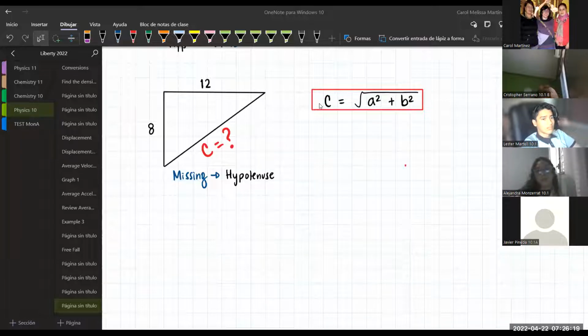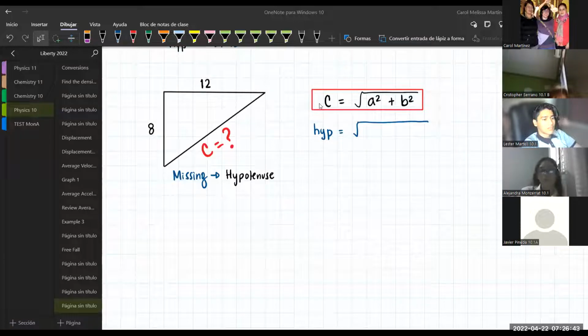Now, what do we need to do? We need to replace by the given. So the hypotenuse is equal to the square root of a squared. Which one do you want me to call a, 8 or 12? Doesn't really matter, I told you. Okay, a is 8 and b is 12. So let's work like that: 8 squared plus 12 squared.